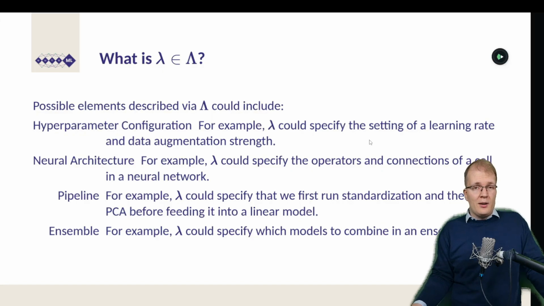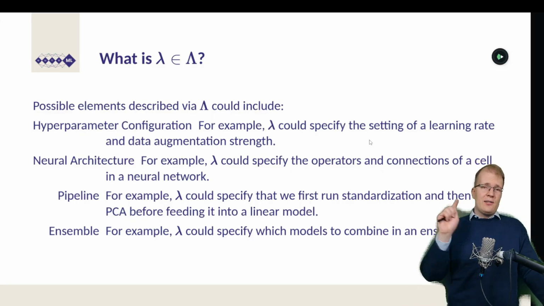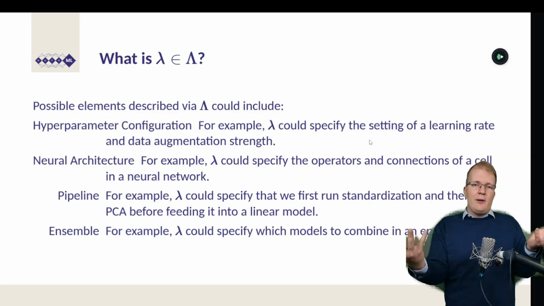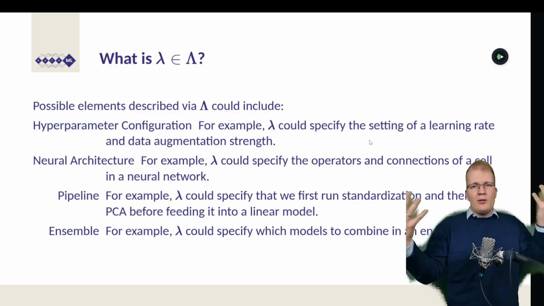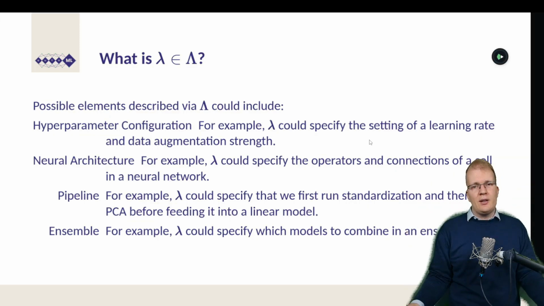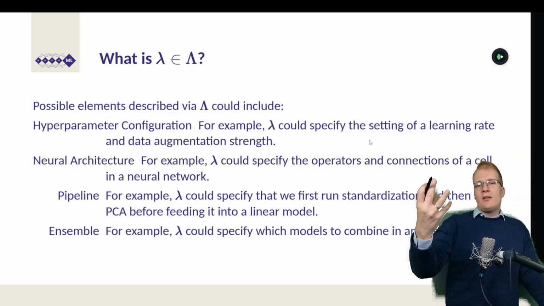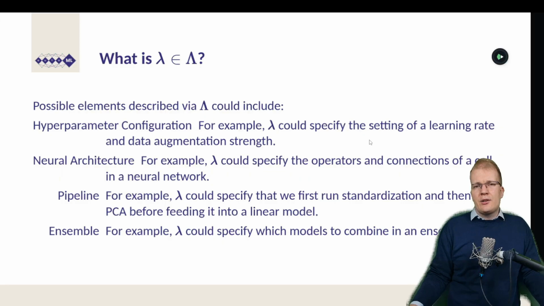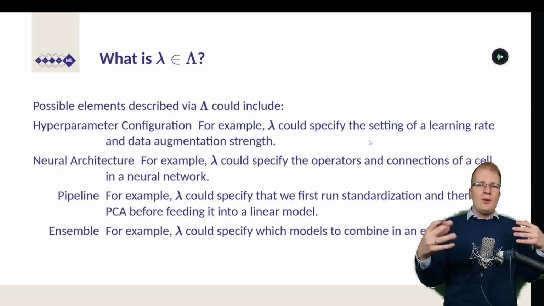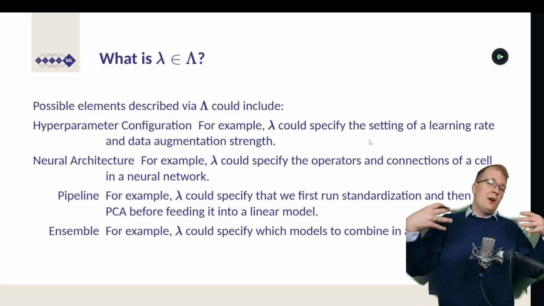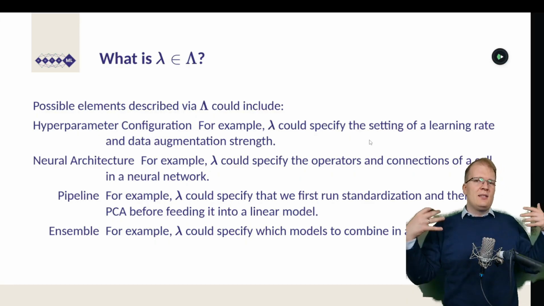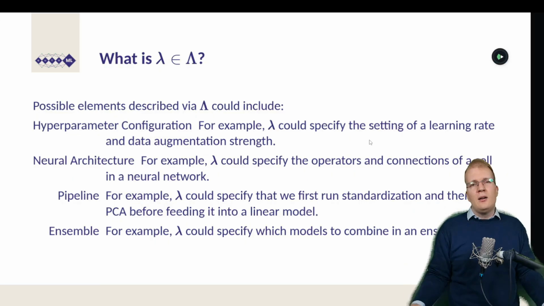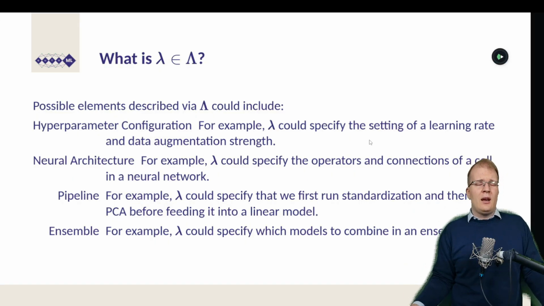Or ensembling. We can also say, okay, we don't want to find a single model, but maybe a set of models, which we then combine, for example, with averaging or stacking or whatsoever. And the question is, okay, what kind of models we'd like to have in our ensembles, or maybe even how to combine them. All of that are design decisions which are or could be included and encoded in lambda and the configuration space.